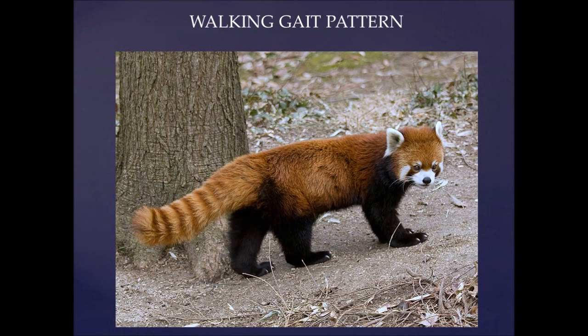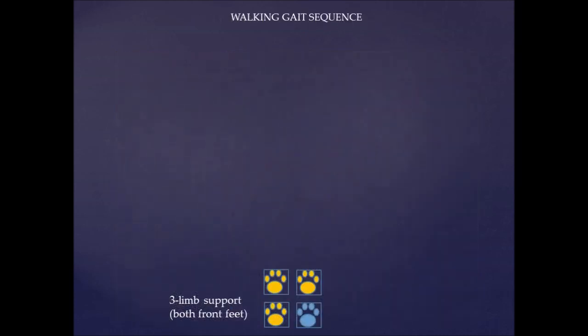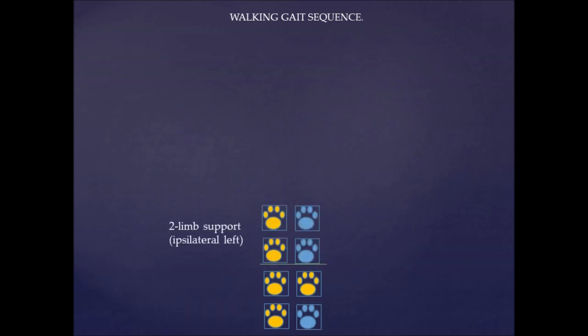The walking gait pattern. The track pattern goes in the following sequence. In this first image, the animal is supported by 3 limbs, 2 forelimbs and 1 hind limb. The right forelimb is lifted and the body is now supported by the fore and hind limbs on the left side. These are the limbs of the same side, or ipsilateral to one another.